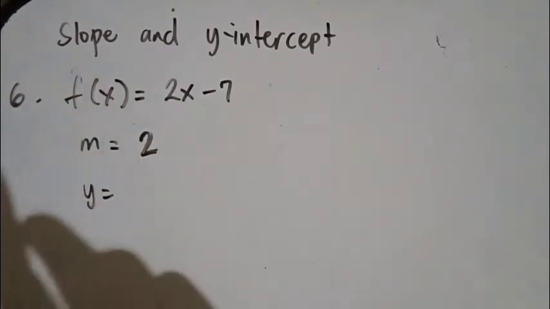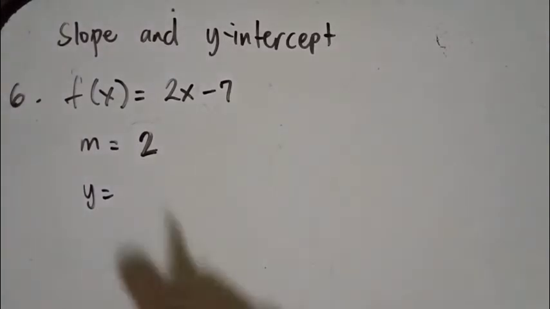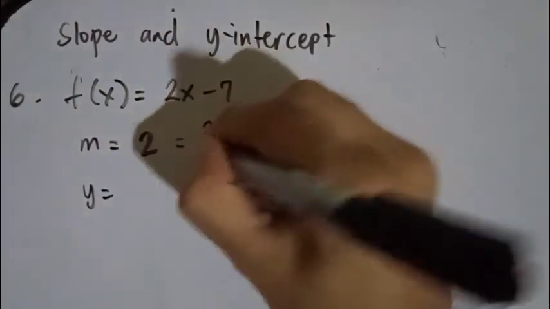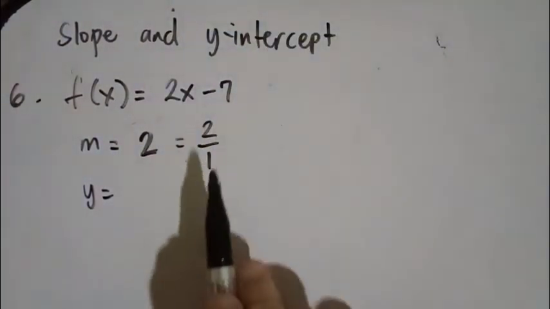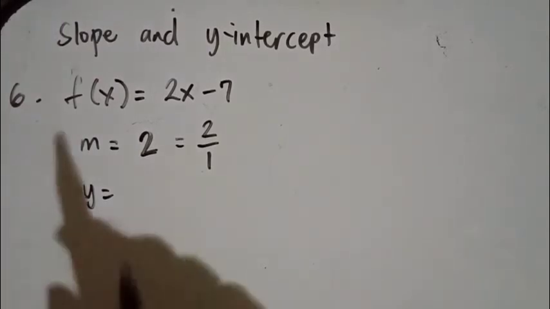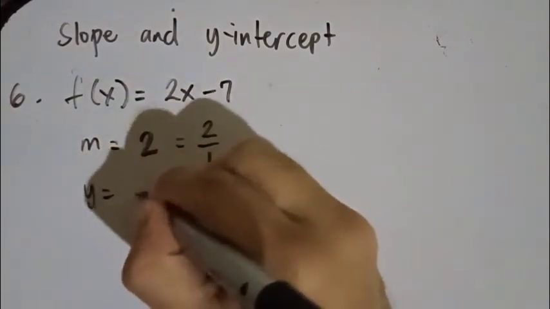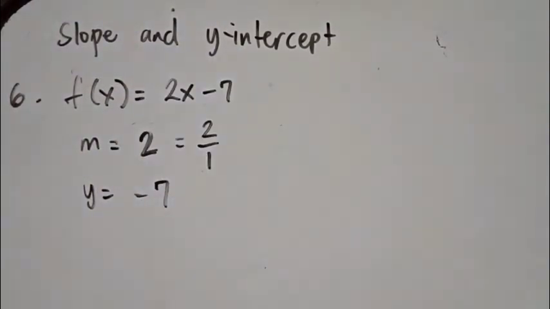And since this is a whole number, gawin nating fraction, i-over lang natin sa 1. Magiging 2 over 1. Bakit? Para sa rise at saka sa run na gagamitin natin mamaya. Okay? 2 over 1 ang slope natin or 2. Tapos sa y naman is yung constant term which is negative 7. Ayan. And that's it. Ready na tayong i-graph yung y-intercept at saka slope.